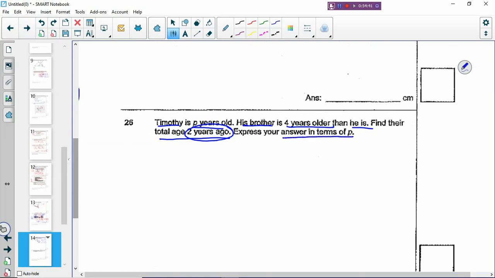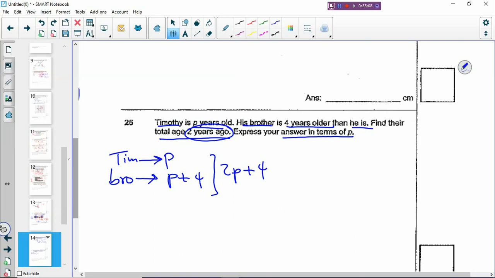So Timothy is P years old, right? So what you can do is, Timothy is P, alright? You may want to draw a model, or you may want to do something like this. Okay, Timothy is P years old, and then the brother is 4 years older, so P plus 4. So what's their total age now? Their total age now will be P plus P plus 4, that will be 2P plus 4. Alright, that's their total age now.